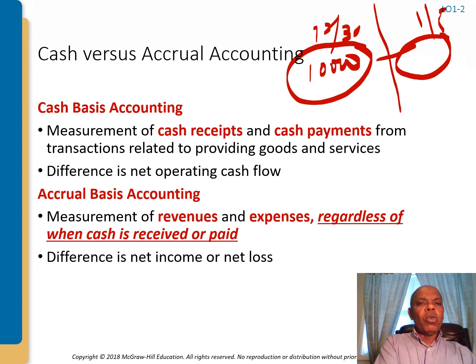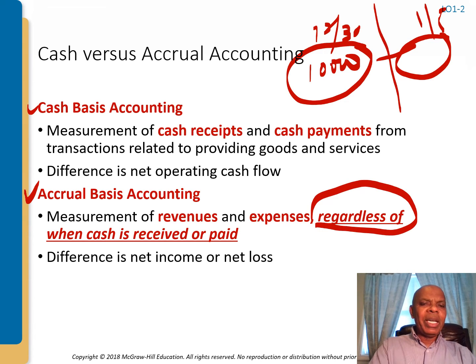Now, when it comes to accrual, the two different methods are the cash method and the accrual method. This is what we usually use. For the most part, GAAP requires you to use accrual basis accounting. Measurement of revenue and expenses regardless of when cash is received or paid. You're supposed to report that. You measure.